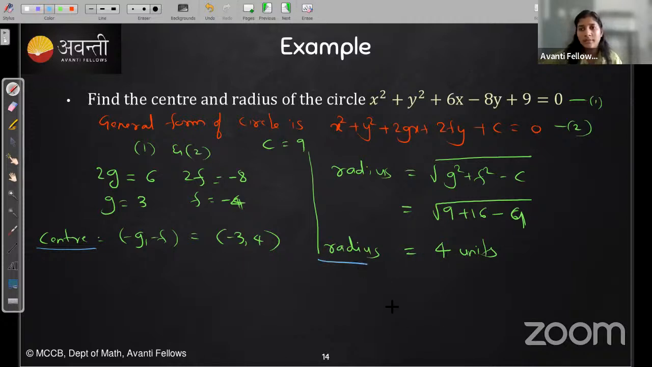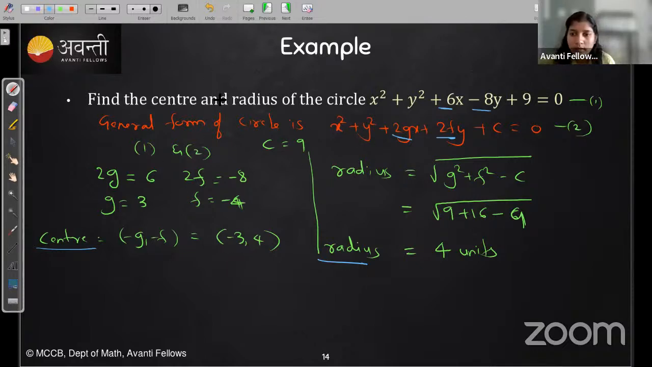So is it clear to you all? It's not 6 and minus 8, because when we compare this equation, we get the coefficient of x as 2g. Here the coefficient of x is 6, so 2g should be equal to 6, right? So g we will get as 3. Similarly, the coefficient of y is 2f. Here it is minus 2, so f we get as minus 1. Is it clear to you all? Any doubt in this? Quickly answer me.